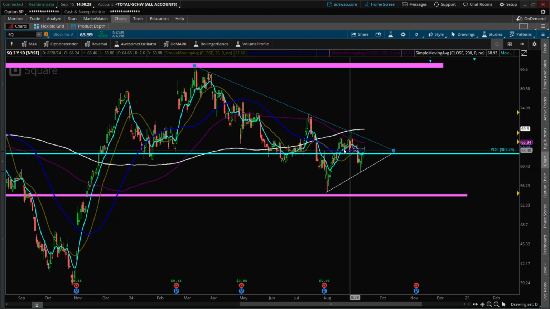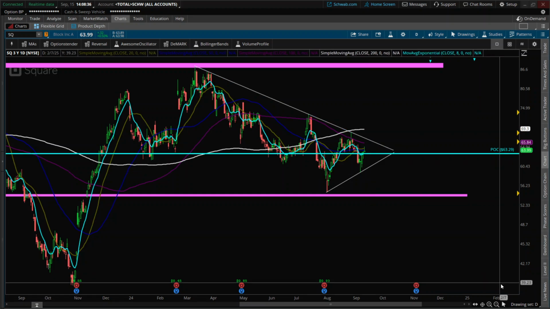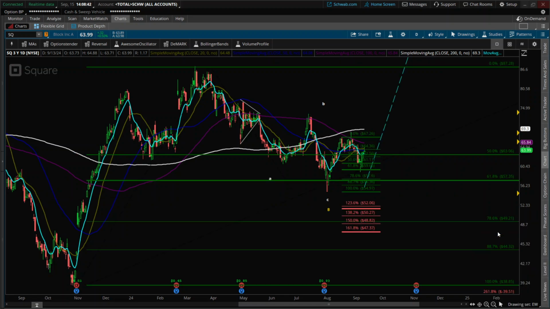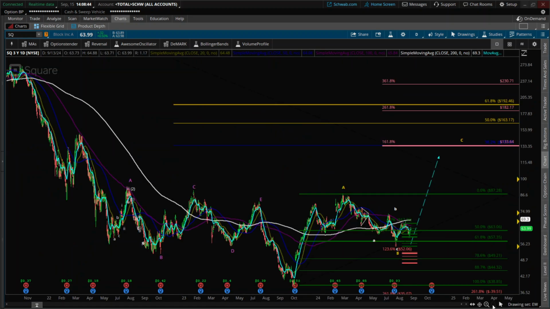Okay, you see the moving averages getting all tight there. They're all coming together. That's a sign that a big move is coming. Okay, so even on the daily time frame, we're at the point of control. It's just a lot of energy built up here. Let's go to the Elliott wave and work out some analysis.